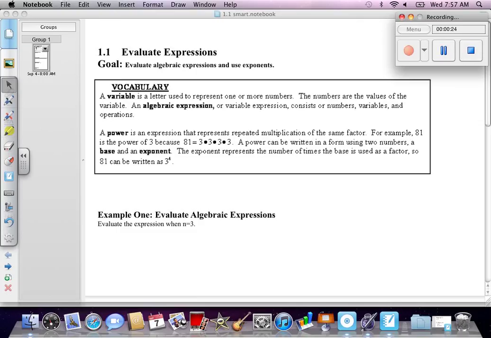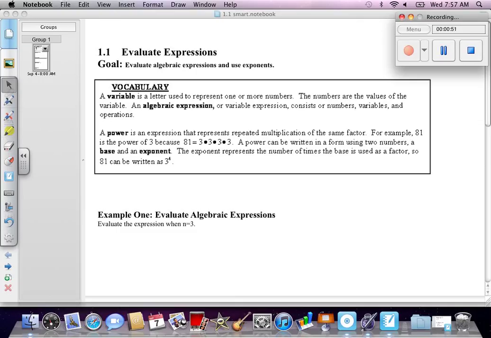A power is an expression that represents repeated multiplication of the same factor. For example, 81 is a power of 3 because 81 equals 3 times 3 times 3 times 3. A power can be written in the form using two numbers, a base and an exponent. The exponent represents the number of times the base is used as a factor. So 81 is the same thing as writing 3 to the 4th power.